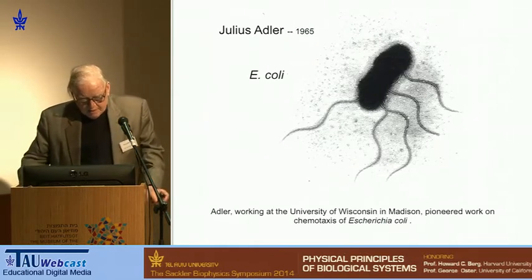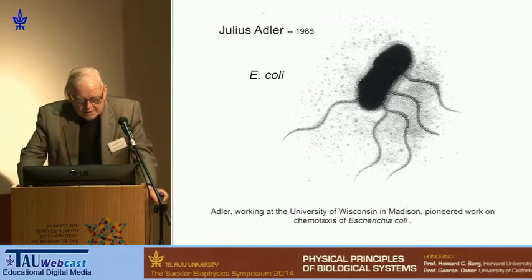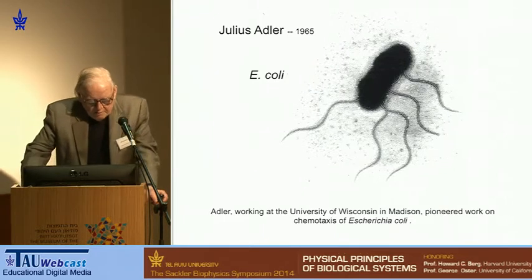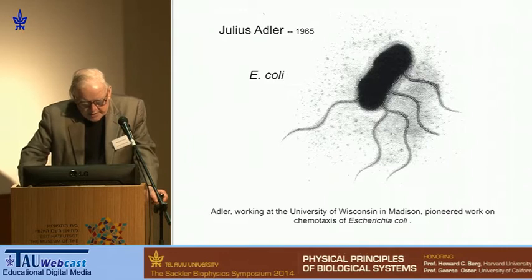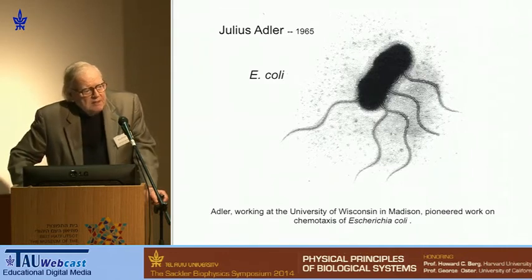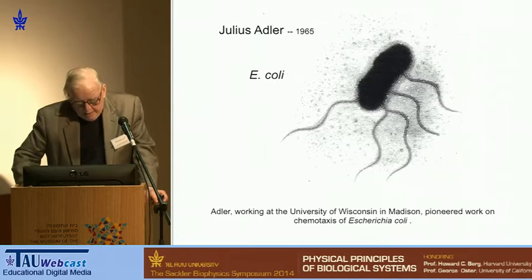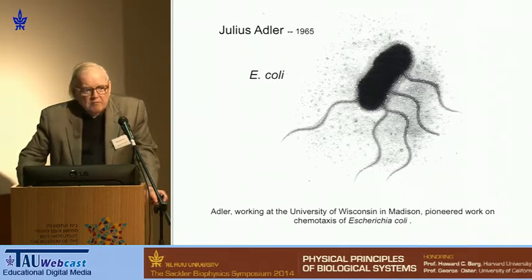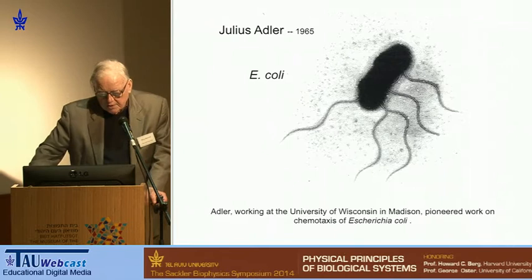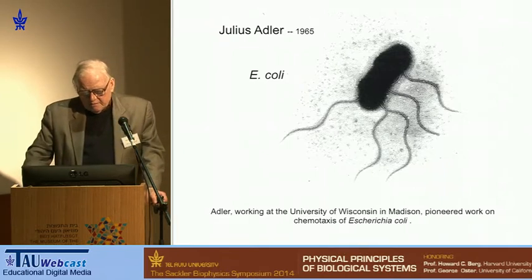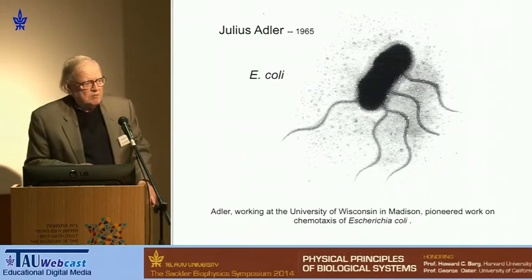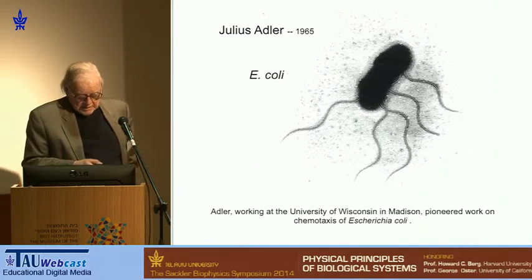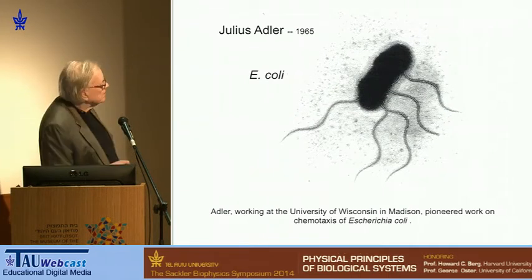So the modern subject for my interest is E. coli. This is an electron micrograph made by Julius Adler. Adler was a biochemist, still is, working at the University of Wisconsin in Madison, and got interested in chemotaxis of E. coli, Escherichia coli. It's about 2 micrometers long by 1 micrometer in diameter. It's about 10 times smaller than the cells you heard about this morning. And it has flagella, of which there are 5 shown on this organism.